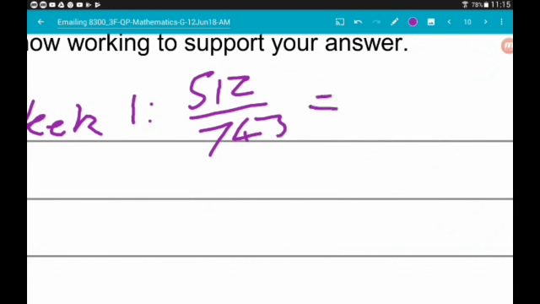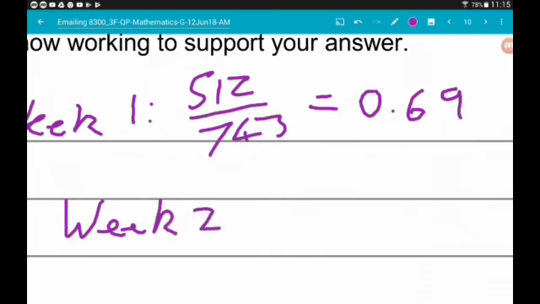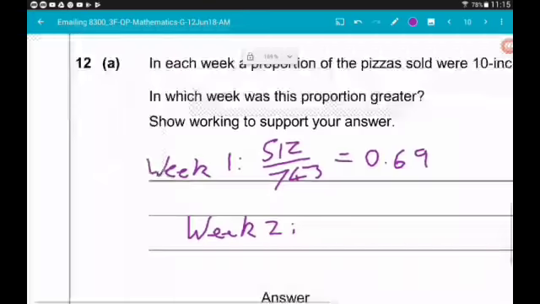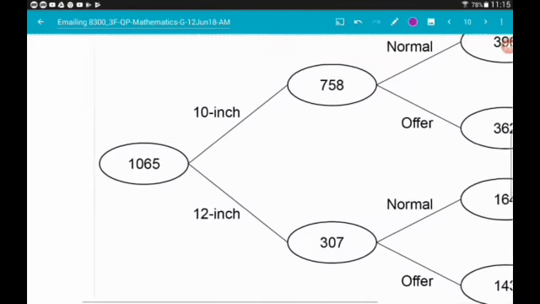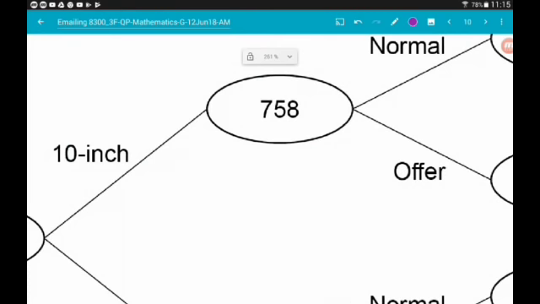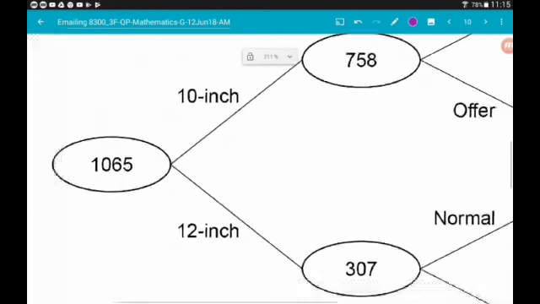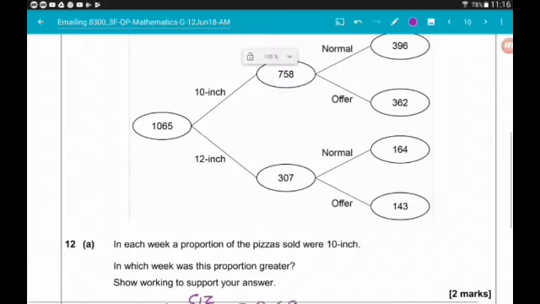Now, if we turn that into a decimal, use your calculator, remember, we get 0.69 to 2 decimal places. Let's do the same for week 2. So for week 2, we sold 758 out of a total 1065.